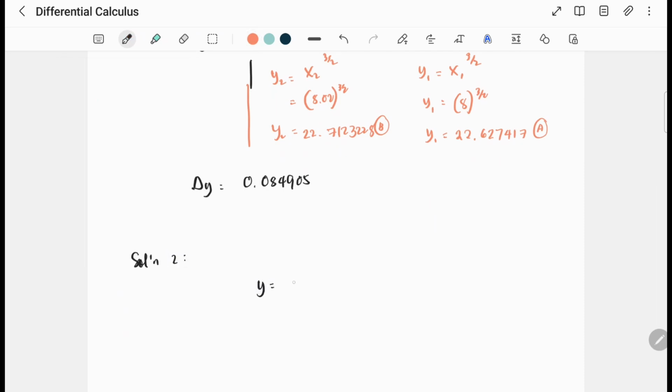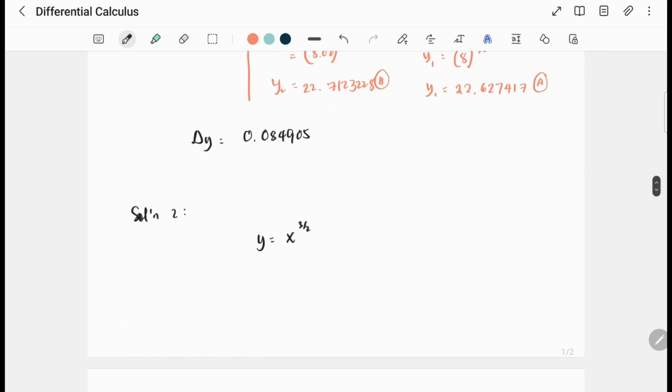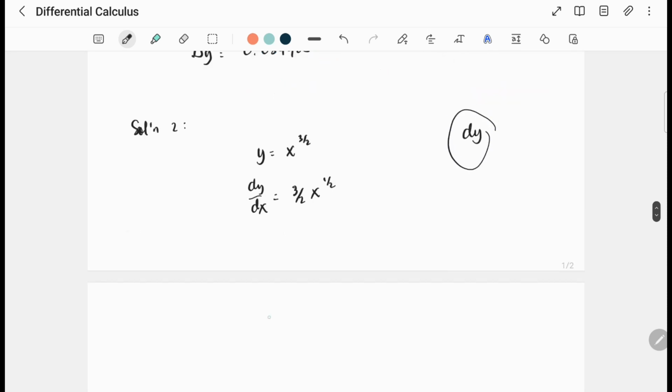Ang given na function sa ating problem is y is equals to x raised to 3 halves. Again, yung ibig sabihin ng differentials is dy or dx. Dy ang hinahanap natin dito, kasi yung x yung nagkaroon ng change. So, all we have to do is i-differentiate natin with respect to x. Dy over dx is equals to differentiation ng x raised to 3 halves. Magiging 3 halves then x raised to 3 halves minus 1 is 1 half. Since dy ang kailangan dito, dy is equals to 3 halves x raised to 1 half then dx.